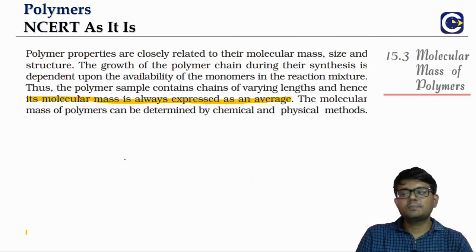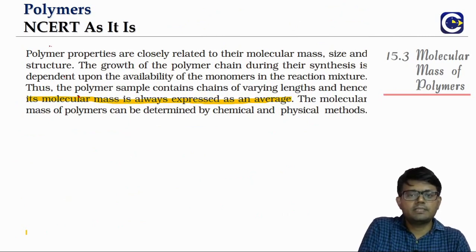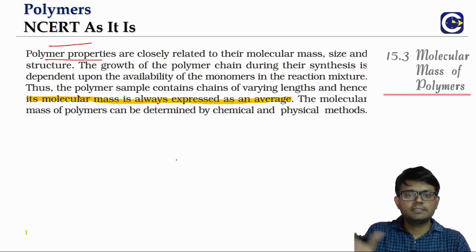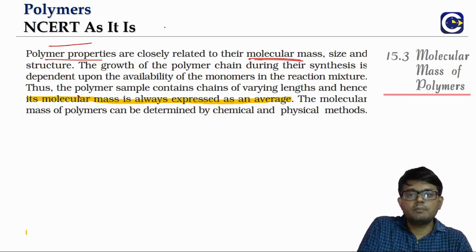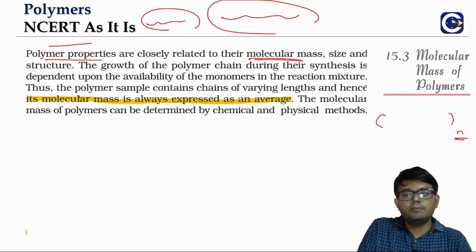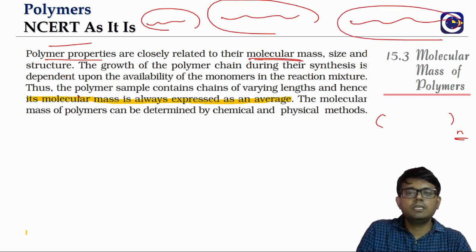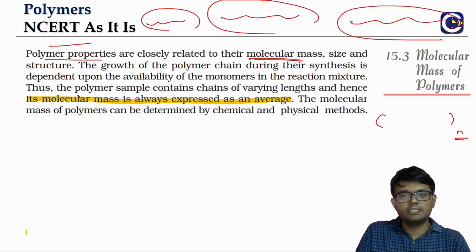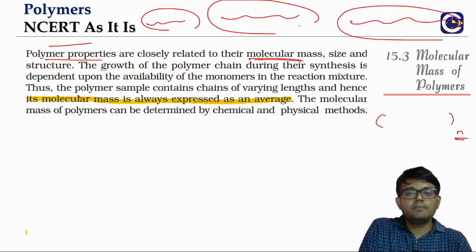Next we have the concept of molecular mass of polymers. So we know, polymers, right? The properties, they will depend upon what? The size, structure, as well as the molecular mass. So how do we find out the molecular mass of the polymer? Because remember, when we talk about the chain length, we were not even giving the value of n, because the n will be variable. So when we talk about chain growth polymerization or step growth polymerization, the chain length that is formed can be variable because it depends upon the availability of the monomers in the reaction mixture.